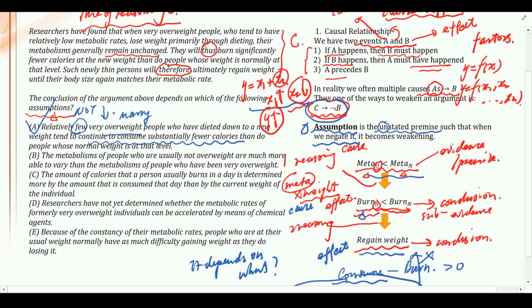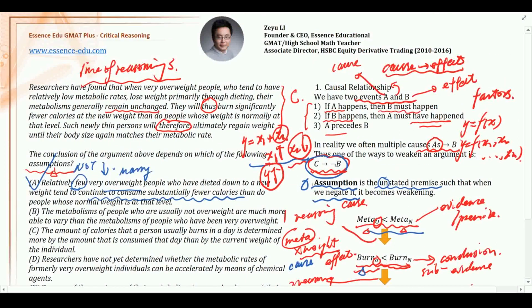We don't even need to bother to read the rest of the choices. I hope this question gives you an idea of how I solve critical reasoning questions. Then, let's summarize a little bit. So how do you conquer? When I use the word conquer, I mean you solve 100% of critical reasoning questions in the GMAT. How do you do so?